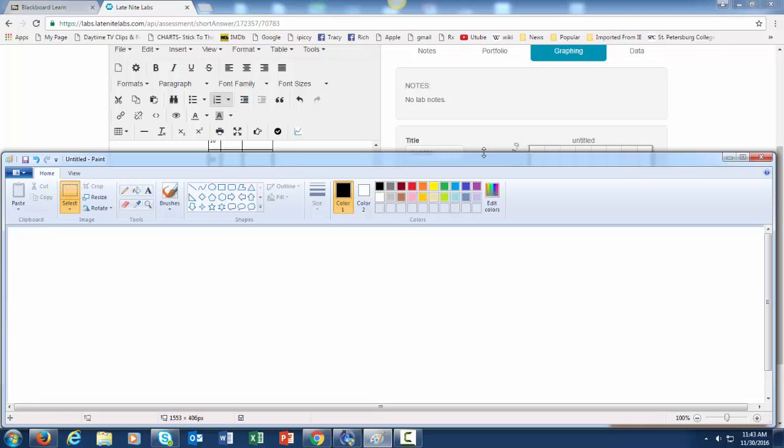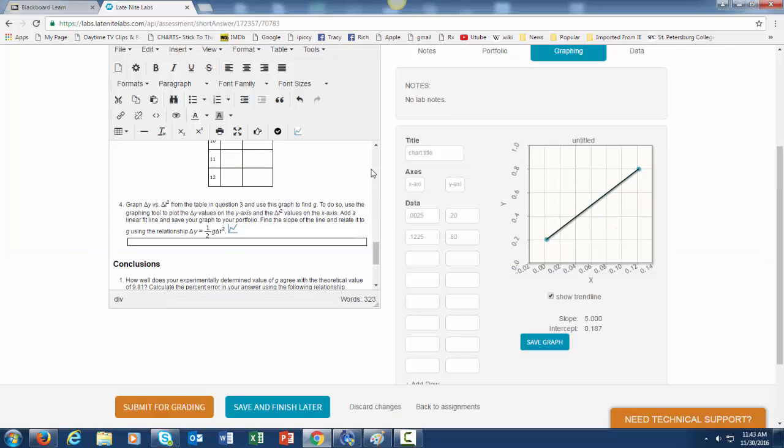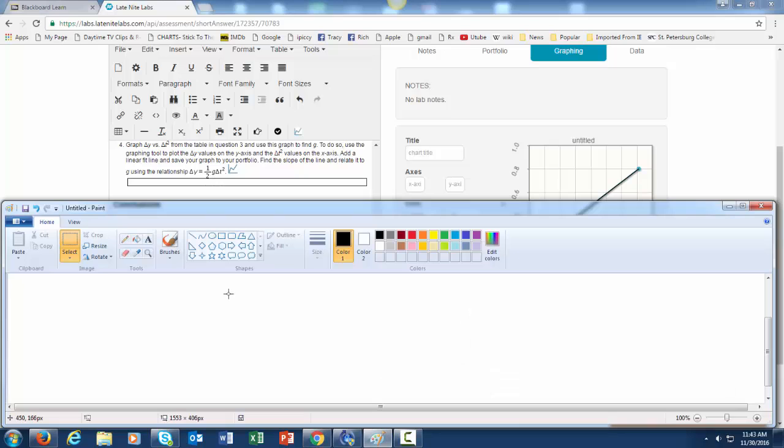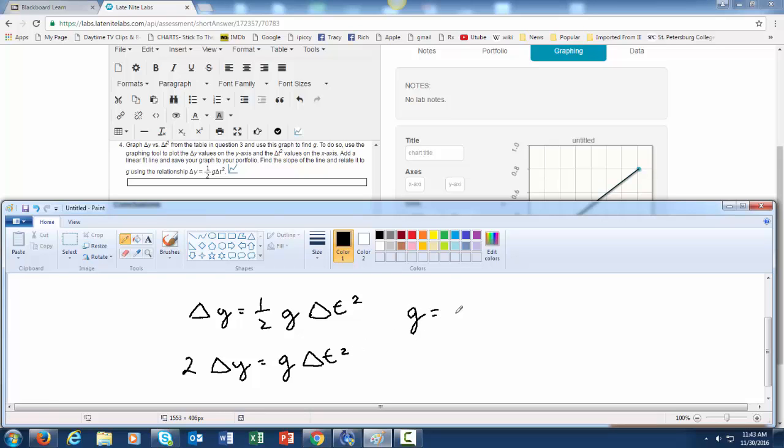The equation we're given is this one here, delta y equals half g delta t squared. Now remember, g is the acceleration due to gravity, and that's what we're trying to find. So I'm going to do a little bit of rearranging here so we can isolate g and get g by itself. If I multiply both sides by 2, I'll end up with 2 delta y equals g delta t squared. And then if I divide both sides by delta t squared, I'll end up with this.